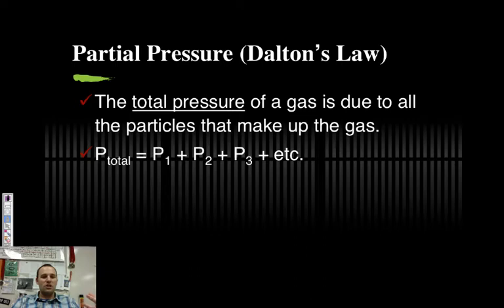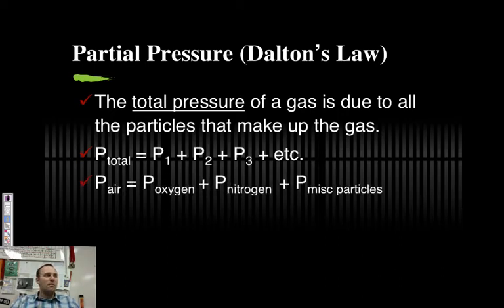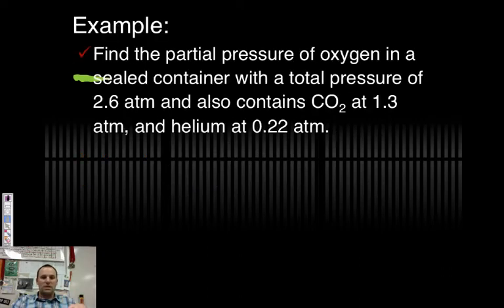So the total pressure is the pressure of gas number 1 plus the pressure of gas number 2 plus the pressure of gas number 3, etc., etc. So let's say air is made up of oxygen, nitrogen, and a bunch of other gases. To get the total air pressure, you need the pressure of the oxygen plus the pressure of the nitrogen plus the pressure of all the other stuff. That'll give you the total air pressure. Okay? Like I said, it's real complex.